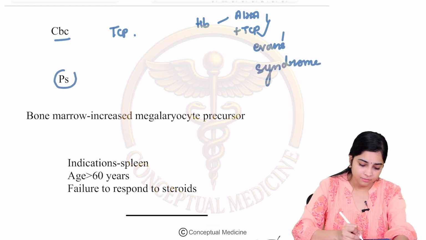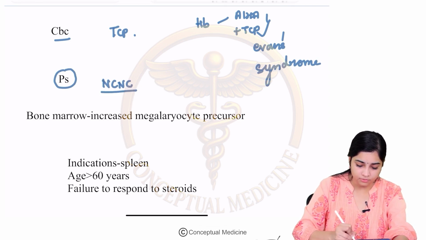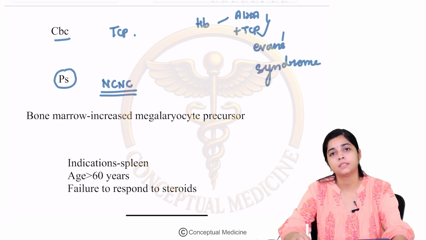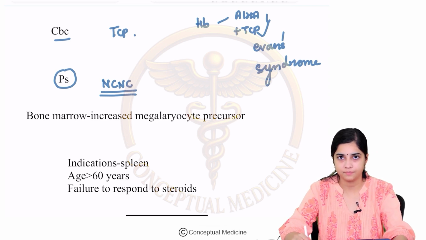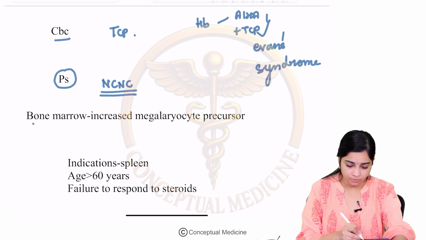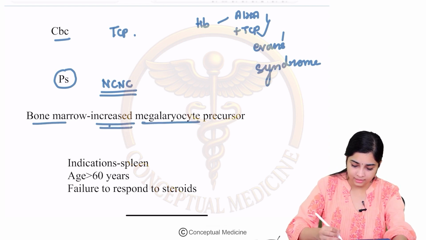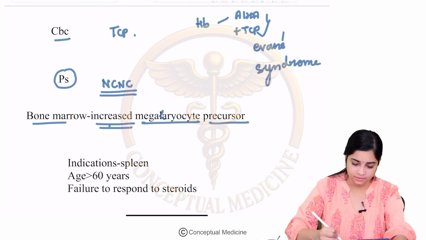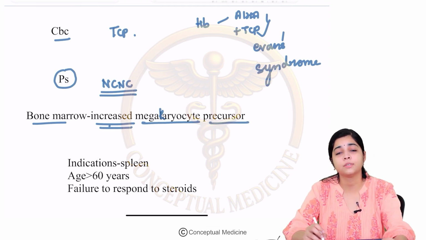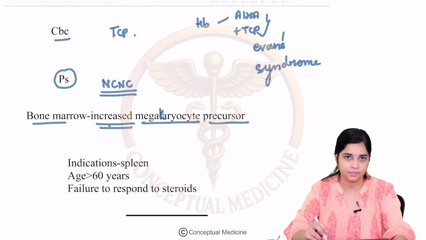In the peripheral smear, what are you expecting to find? You are going to find a normocytic, normochromic blood picture along with a decrease in the platelets. Okay. Then in the bone marrow, what will you find? You will find evidence of megakaryocytic precursors. Megakaryocytic precursors will be increased in the bone marrow.